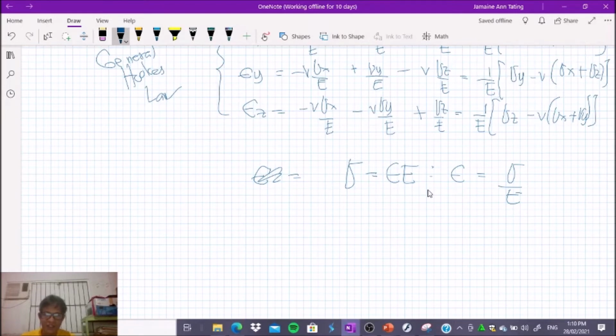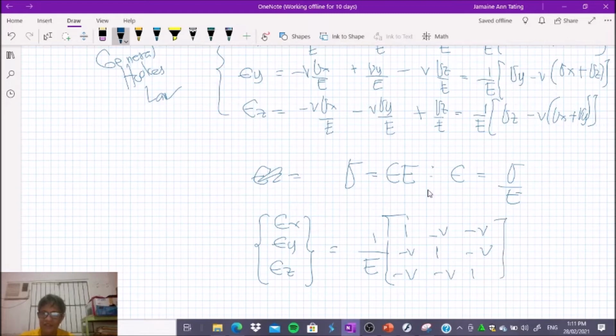But in general, if we have now strain in X, strain in Y, then strain in Z, and gagawin natin as vector, this will be equal to 1 over E times this matrix. We have 1, 1, 1 on the diagonal, negative V, negative V, negative V dito, negative V, then negative V, and negative V dito. Then dito you will have now the stress in X, stress in Y, and stress in Z. So ganyan yung mag-equation yan.